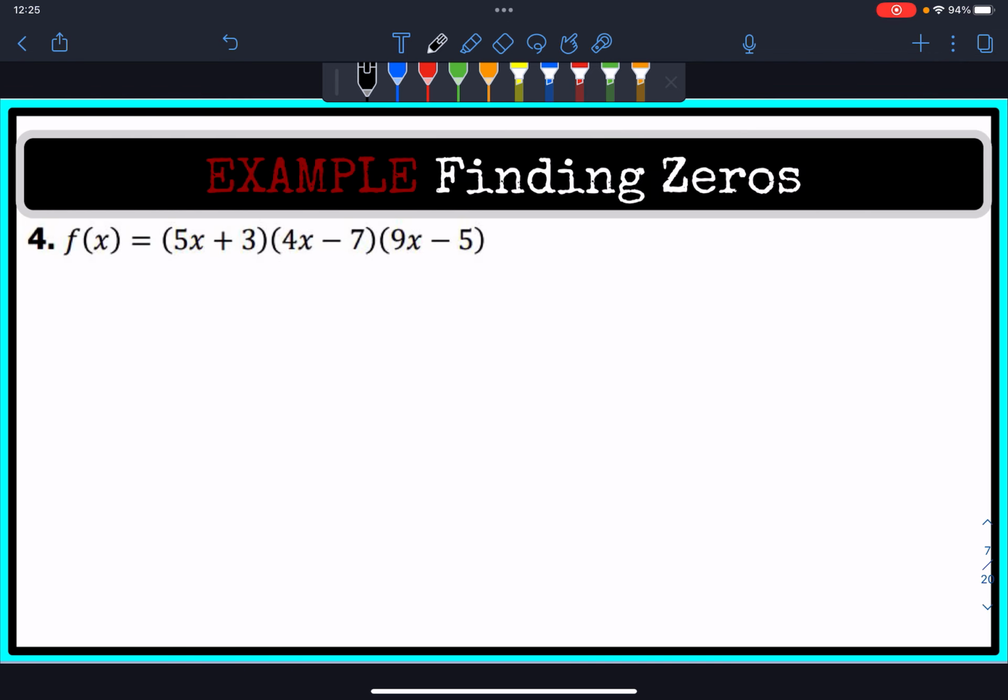All right, try this example, pause the video, and then come back and check your work. So let's check your answer. So x here equals negative 3 over 5. x is equal to positive 7 over 4. And the third zero would be x equals positive 5 over 9.